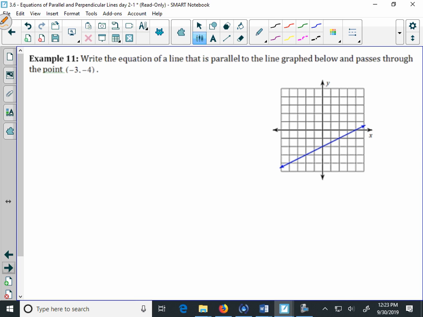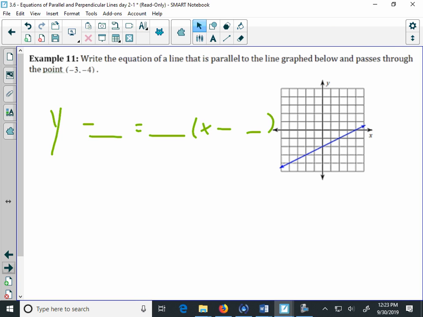If we take a look at example 11, okay, we want to write the equation of a line that is parallel to the line graphed below and passes through the point -3, -4. So I'm writing an equation of a line. I'm going to fill in kind of my skeleton. And we need to know the slope. How do we have to find the slope? We need to know the slope of the original line, but it's graphed for us. Yeah, so we're going to count. We're going to do rise over run.